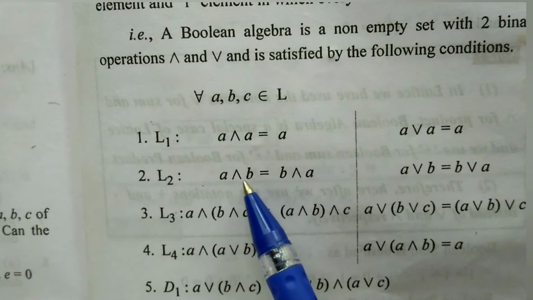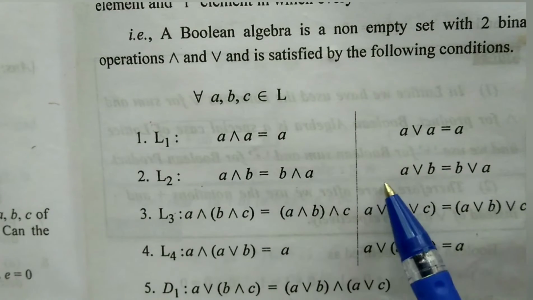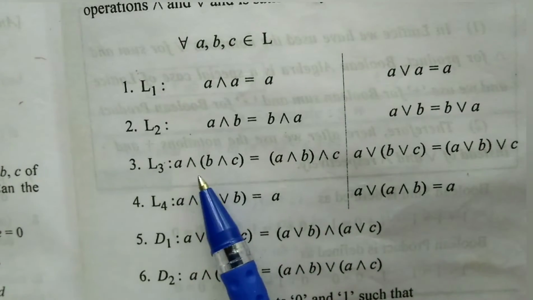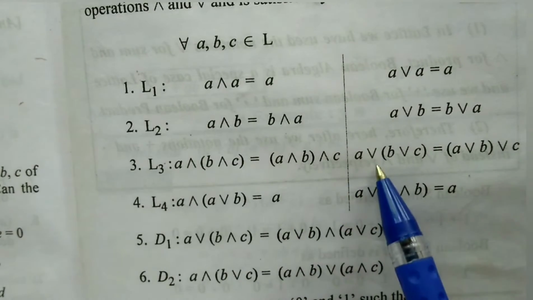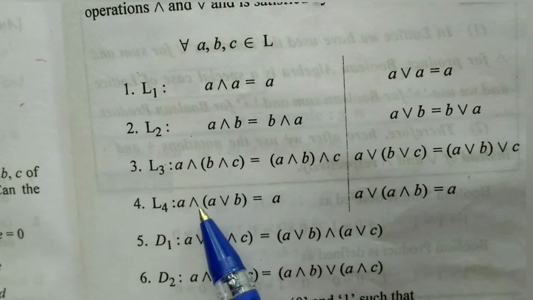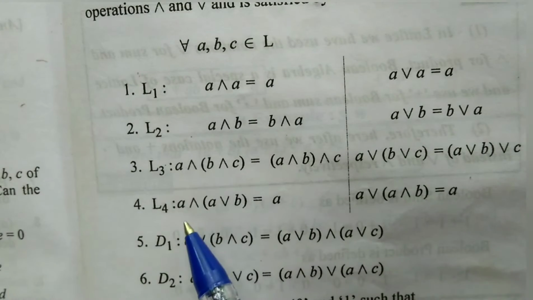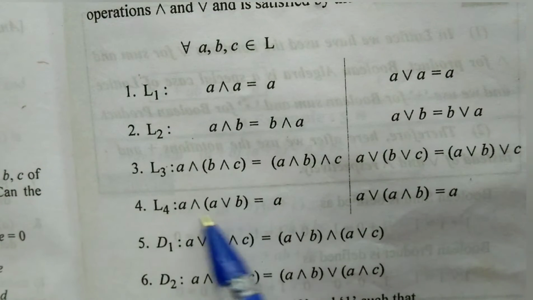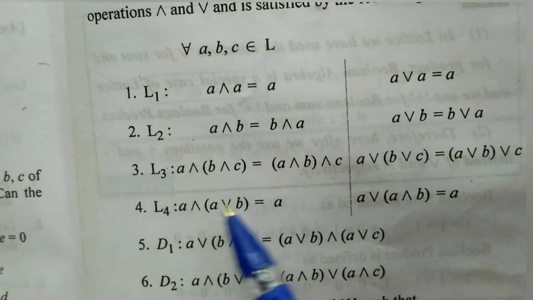The second one is A and B is equal to B and A, or A or B is equal to B or A. This is commutative. The third one is associative law, that is A and (B and C) is equal to (A and B) and C, as well as replace this AND by OR. The fourth one is absorption law, that is A and (A or B) is equal to A. Here, whichever one is repeated, that is your answer. That is, here A is repeated, so A is the answer, as well as we can interchange this AND and OR.